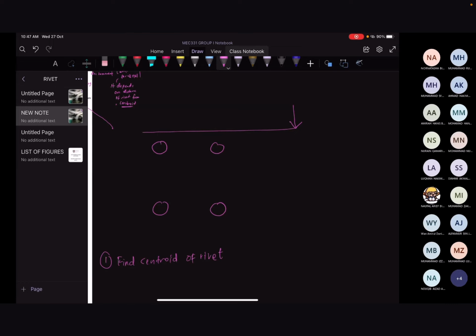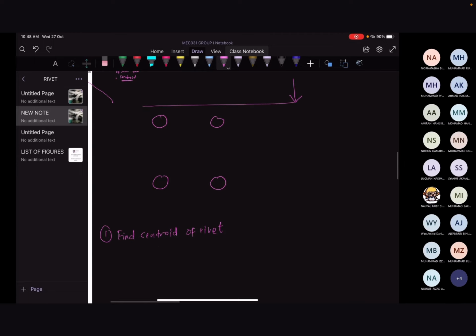Okay, why do we need to know the centroid of the rivet? Sebab we want to know dia punya distance of the rivet from the centroid. We want to know dia punya moment. Okay, so the first thing is we have to find the centroid of the rivet. So if you still remember, centroid ni it consists of X bar and Y bar.